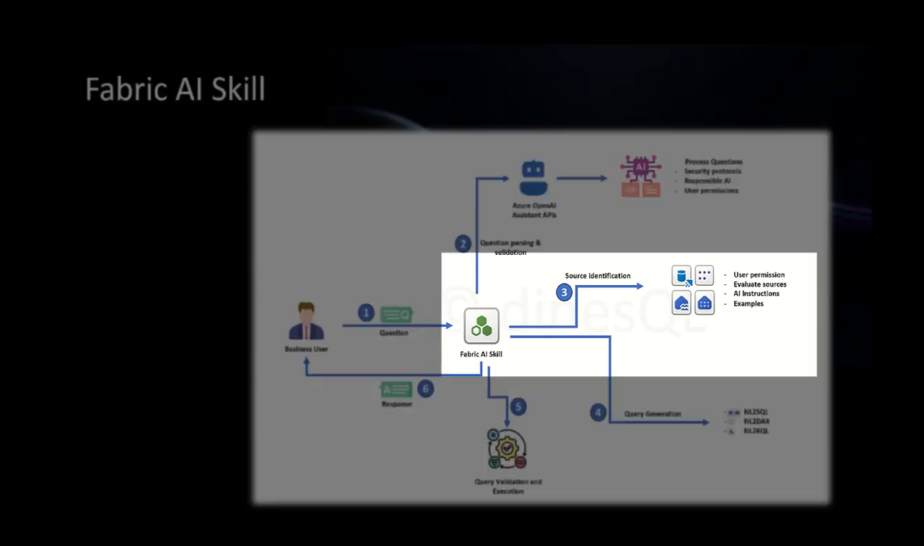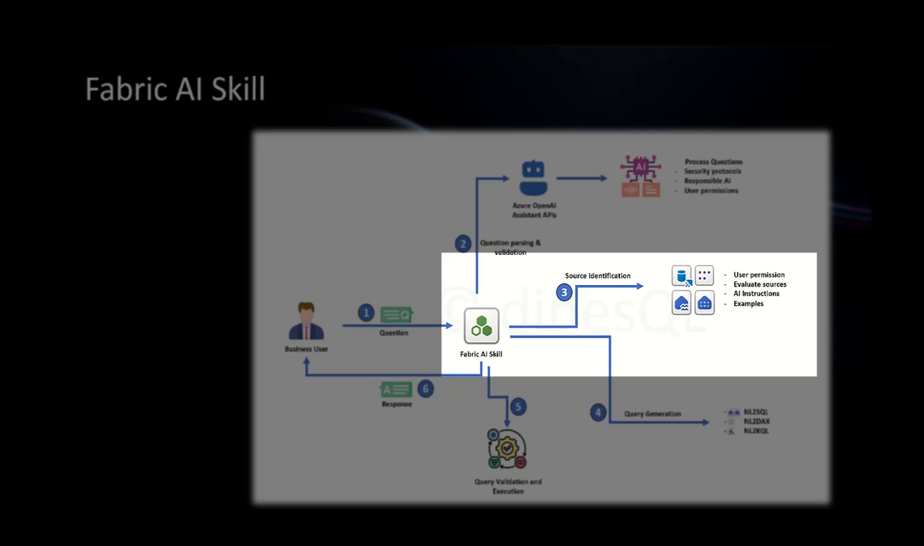So let's say you have configured your Fabric AI skill with all four types of sources. So you have lakehouses, warehouses, semantic models, and KQL databases as well. So it tries to figure out the best source or whether it has to use multiple sources or not. So it will check and see whether the person who made this request has permission on all these sources. If this user has no permission on these sources, then this user will not be able to get the answer. But if the user has permission, then it will continue.